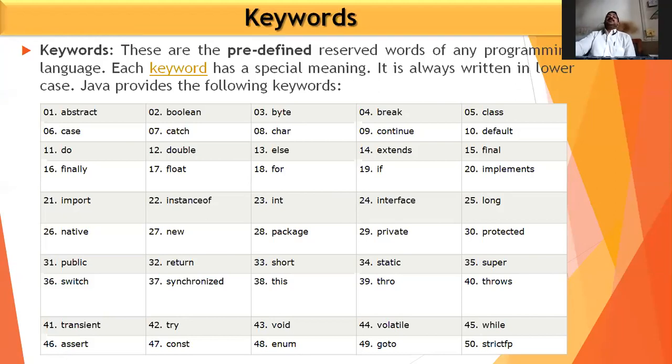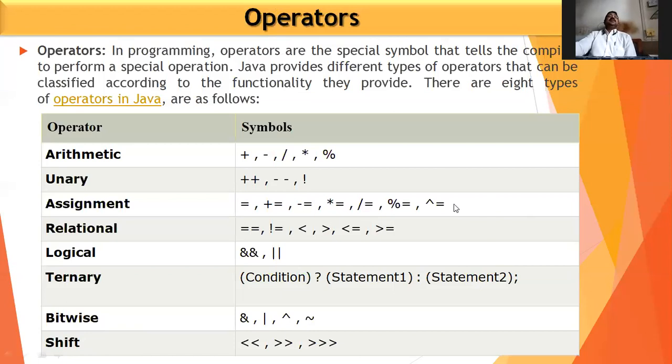As we know, in C there are 32 keywords. Let us see the operators. In any programming language, operators are special symbols that tell the compiler to perform special operations. Java provides different types of operators that can be classified according to the functionality they provide. There are 8 types of operators in Java. Let us see the 8 types of operators.